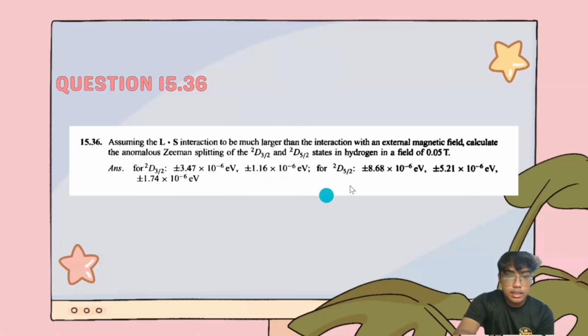Whereas for this, for 2D 5/2, we will get plus minus 8.68 multiplied by 10 to the power of negative 6 electron volt and plus minus 5.21 multiplied by 10 to the power of negative 6 electron volt and plus minus 1.74 multiplied by 10 to the power of negative 6 electron volt.